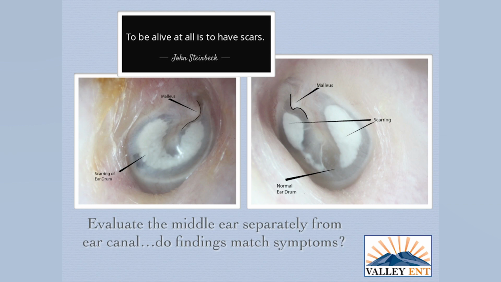And in this, I thought these were good pictures to see that, hey, you're going to evaluate the canal, and then you're going to evaluate what you see through the drum. And so you can see these canals aren't swollen. You can see almost the definition of the bone. And then even with the scarring, you can see around where there's no scar, there's nothing behind there, and there's no bulginess and no redness.